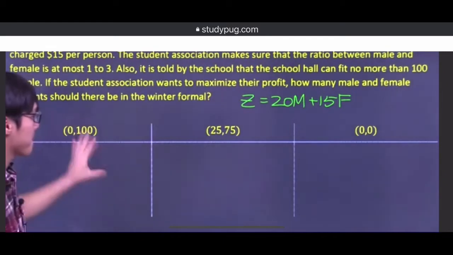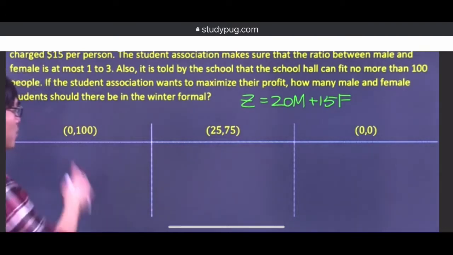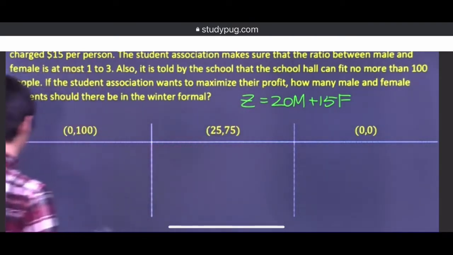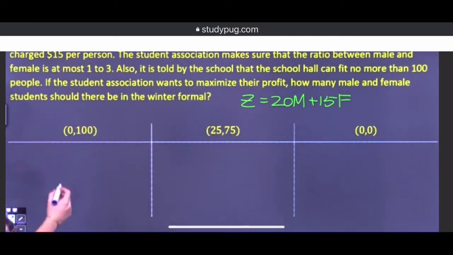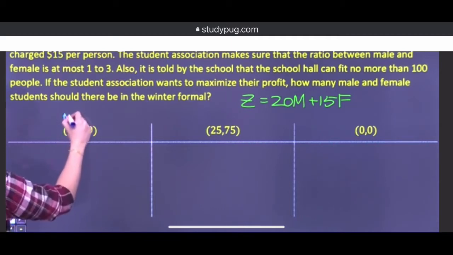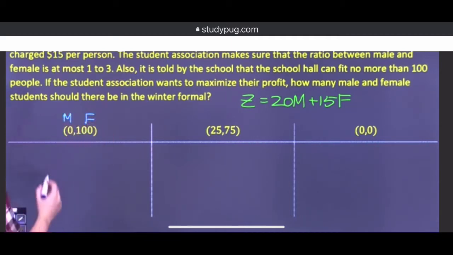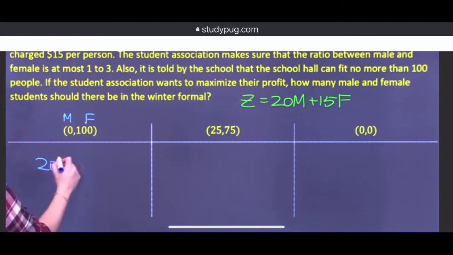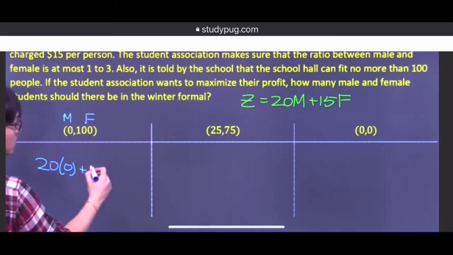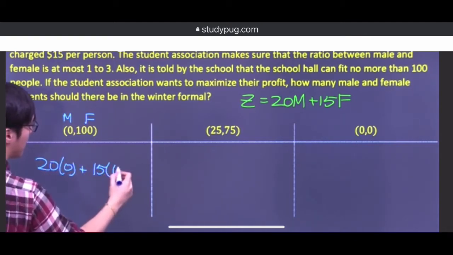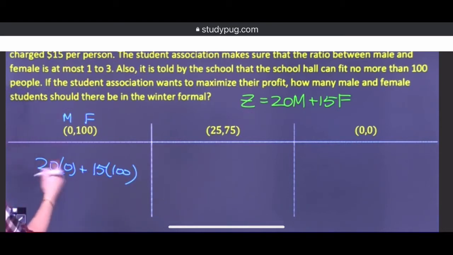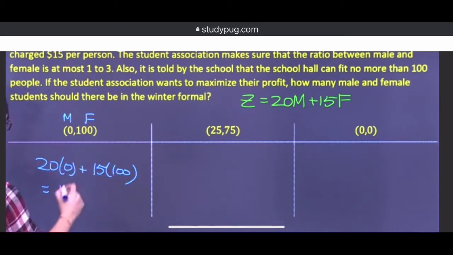So now, these are the numbers. We're just plugging into the equation over here. Starting off with this one. This is our m, and this is our f, right? So our equation will be 20 times 0 plus 15 times 100. So 20 times 0, 0. 15 times 100 is 1500.